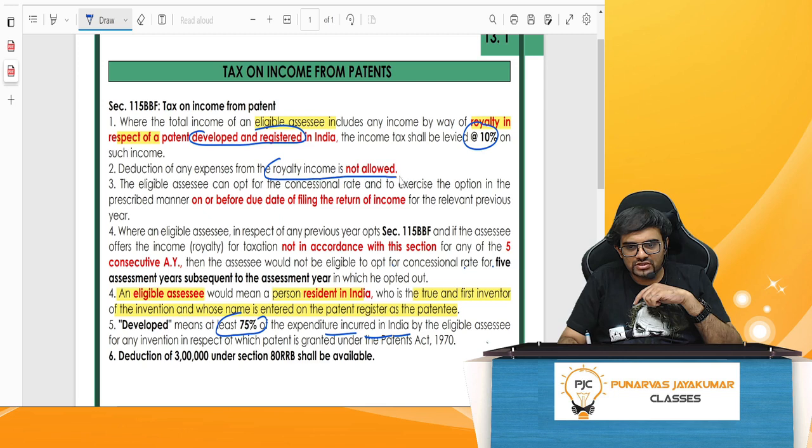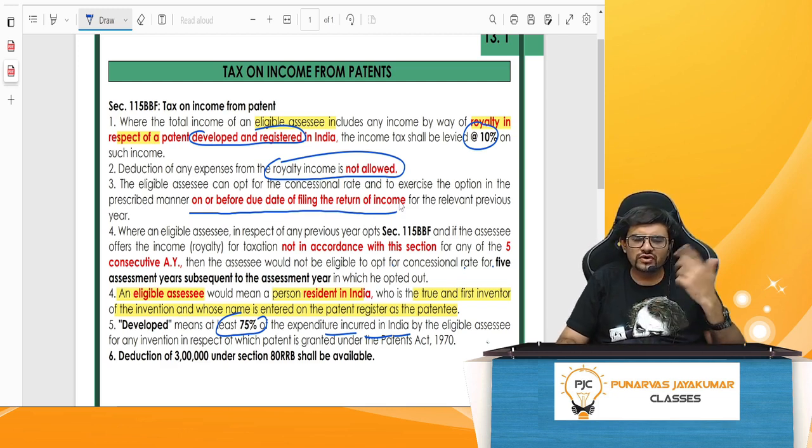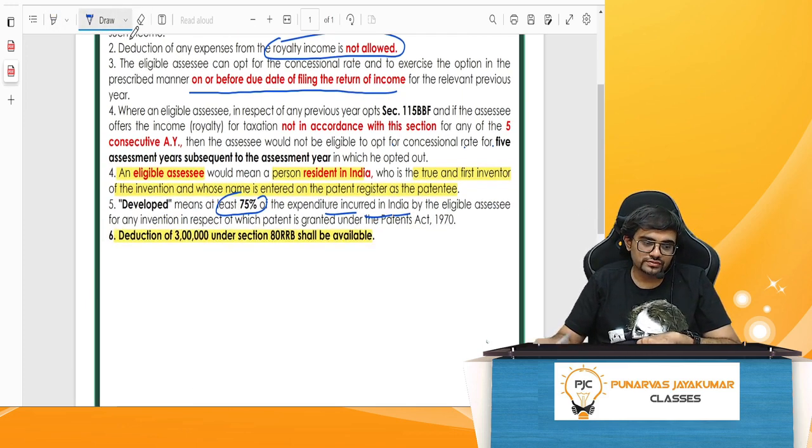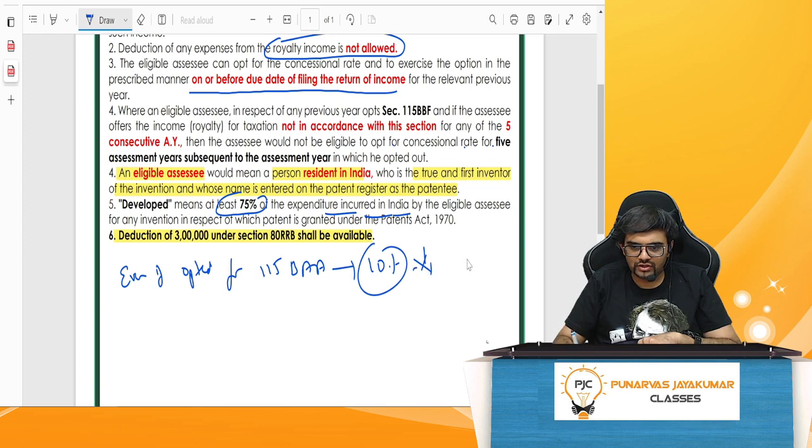Deduction of any expense from the royalty income is obviously not allowed. Direct, whatever is income into 10%. You can opt for the concessional rate, and to exercise the option, you should do it on or before the due date of filing the return of income. If you don't do it, then for any of the 5 assessment years, even once, if you miss out by not opting on time, and if you break the rules as laid down for this section, then you will not get this concessional rate for 5 more years. From the year, it will be considered as opt-out, and from that opt-out, 5 years you will not get. But guys, interesting to know that you will also get deduction up to 3 lakh under 80 RRB. That also you will get deduction, so no tension. Even if opted for 115 BA, then also it is 10%. Mind you, important to note, and not 22%.